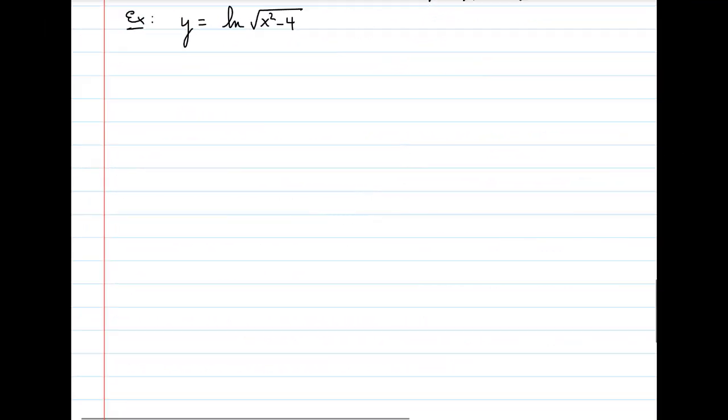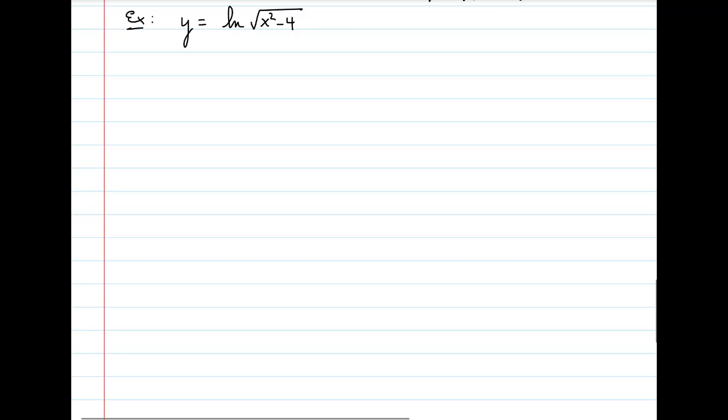Okay guys, so let me do one more example here where we may have to use chain rule a couple times. So we have this function y equals ln, natural log, of the square root of x squared minus 4. So again, you want to be able to identify the inner functions and the outer function, and maybe more if we have more functions nested within each other.